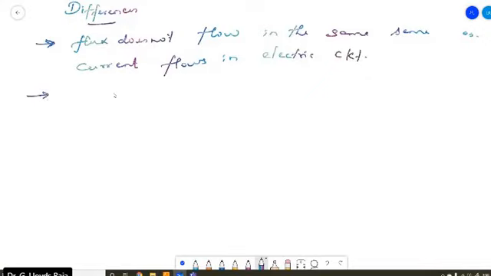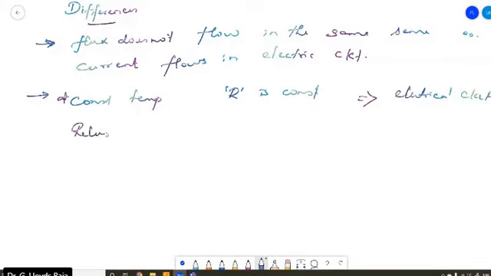And the second thing that you must notice: if you are maintaining a constant temperature, the resistance of the electrical circuit is constant. This is for the electrical circuit. But you must note that the reluctance of the magnetic circuit depends on flux.